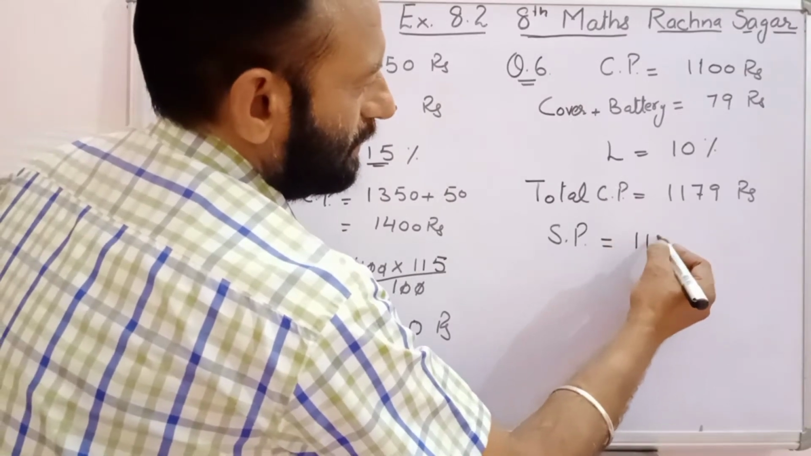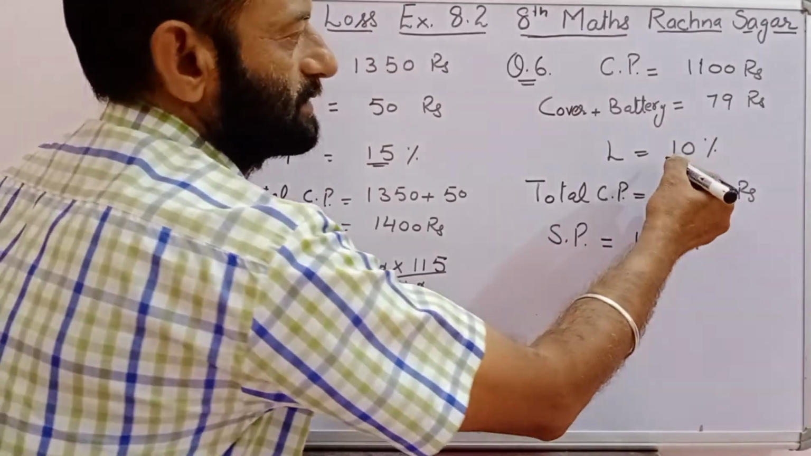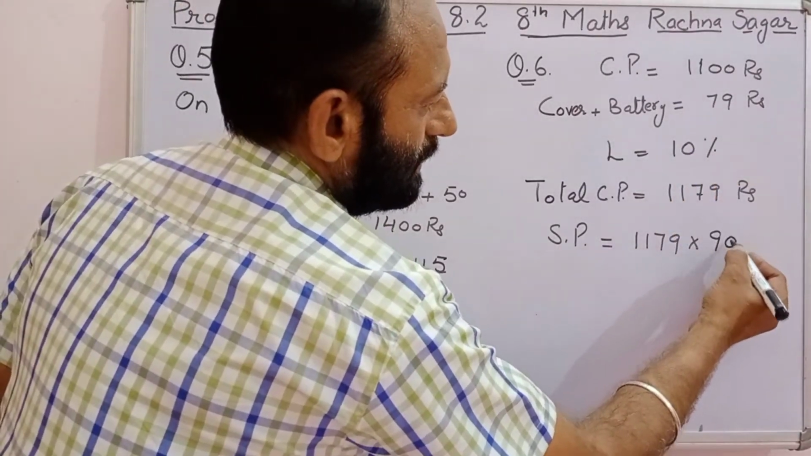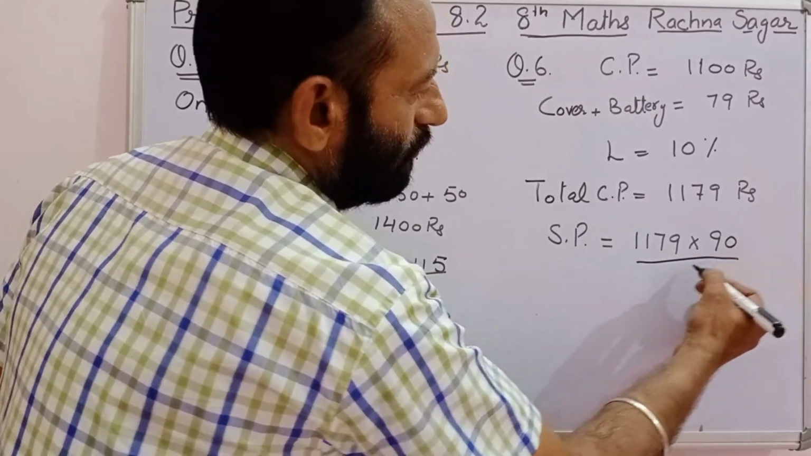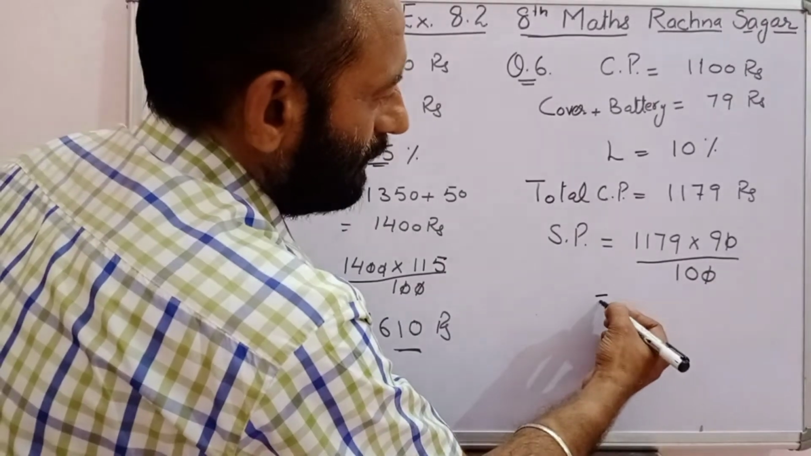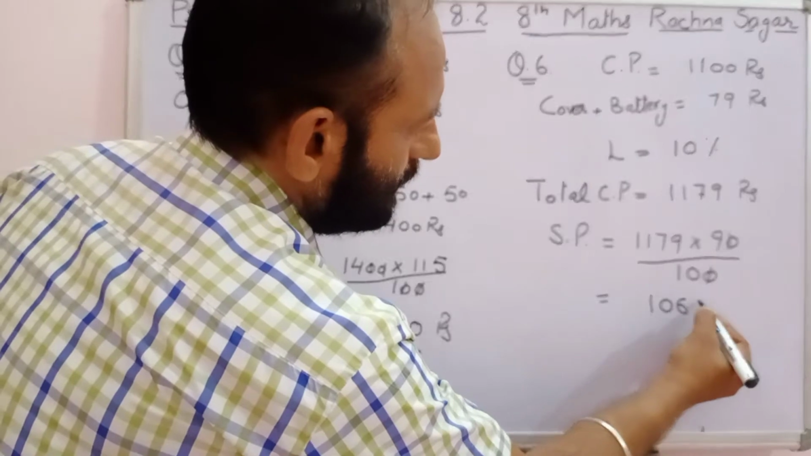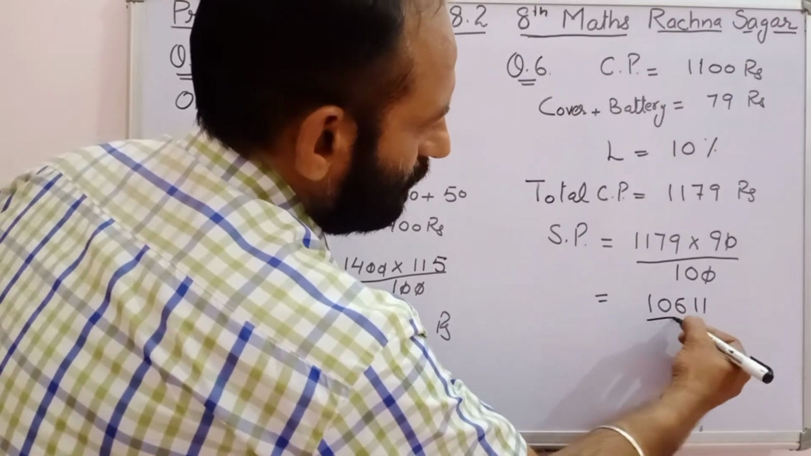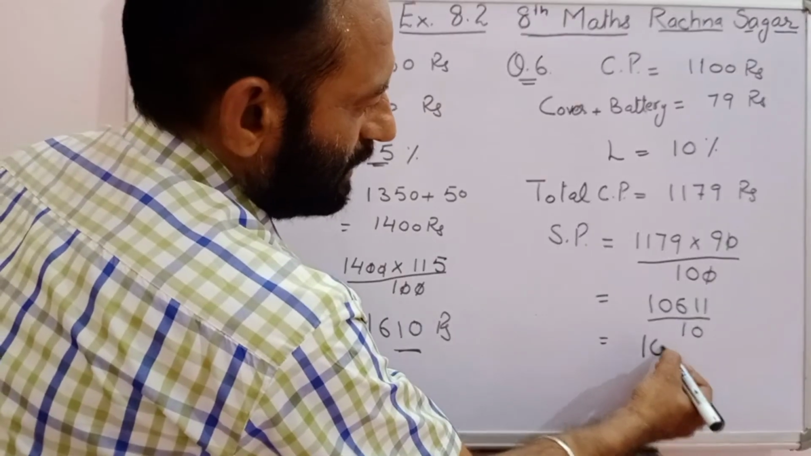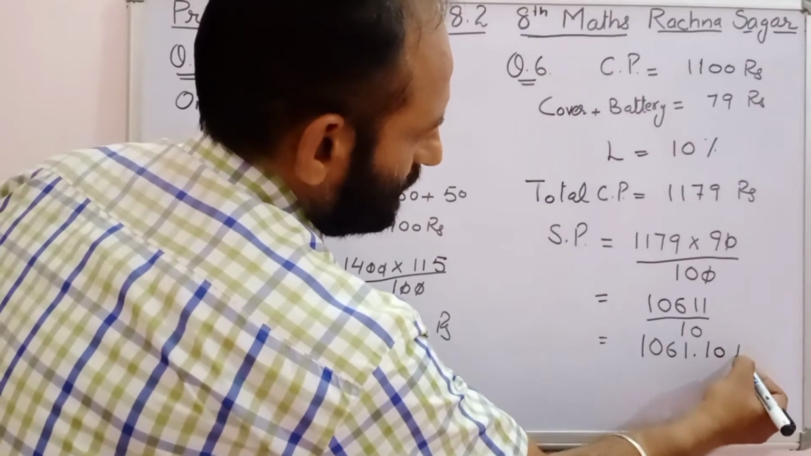CP into 100 minus loss percent, that is 100 minus 10, 90 over 100, and it comes out to be 10,611 over 10, that is 1061.10 rupees.